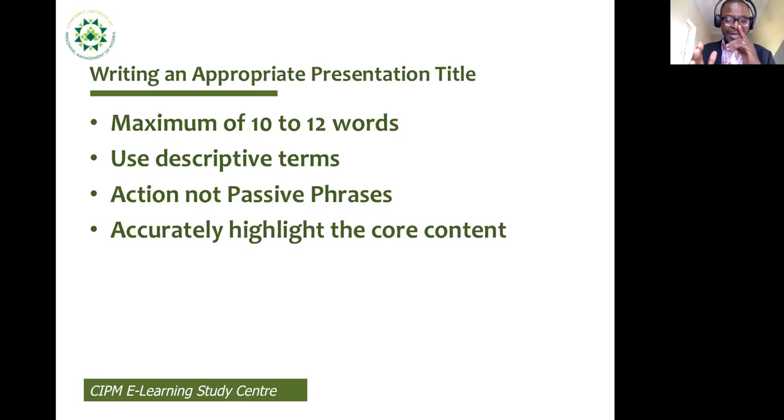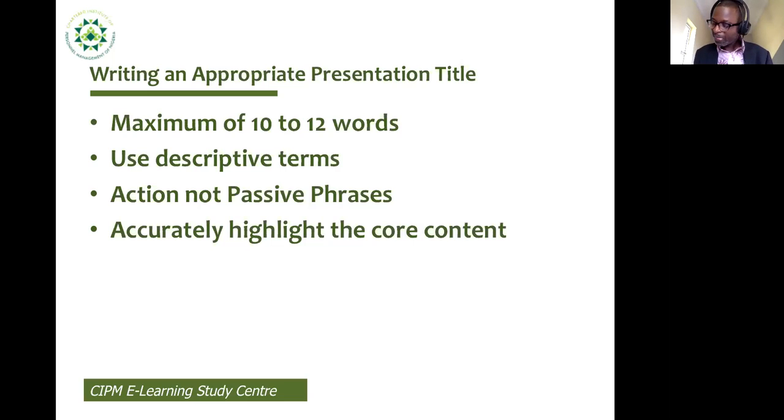But don't forget, in writing, there are some guiding principles before you do an appropriate title. The title must not be more than 10 to 12 words. It must be in descriptive terms, and you use active phrases, not passive phrases. Then your topic must speak to the core or the body of your presentation. When I see the topic, it should give me an idea of what you'll be speaking about.